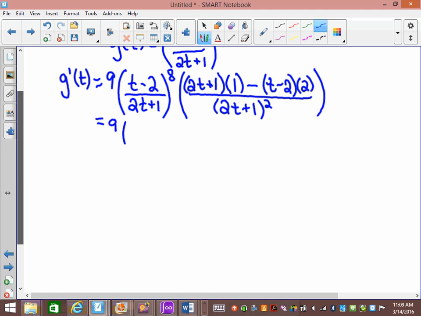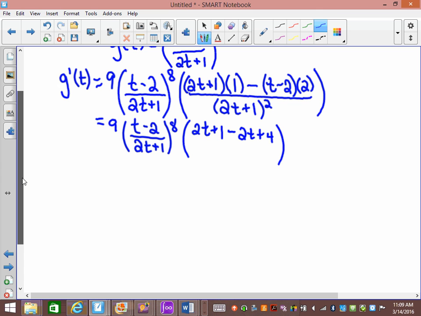So it equals 9 times t minus 2 over 2t plus 1, to the 8. When you distribute the 2t plus 1 into the 1, it just stays 2t plus 1. When you distribute the negative in, what I do myself is I combine the negative and the 2 together and then just distribute in negative 2. But if you distribute in the 2, you'll have to distribute the negative in after. Either way, as long as you get the right answer, it doesn't matter. So negative 2 times t is negative 2t. And negative 2 times negative 2 is positive 4, all over 2t plus 1 squared.